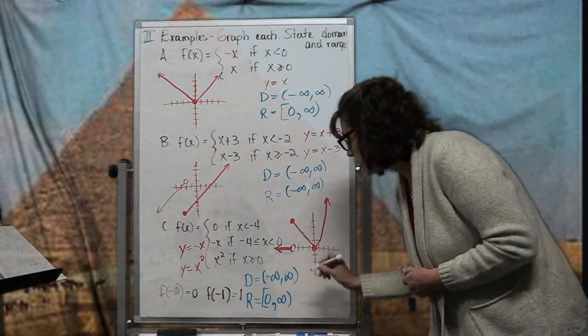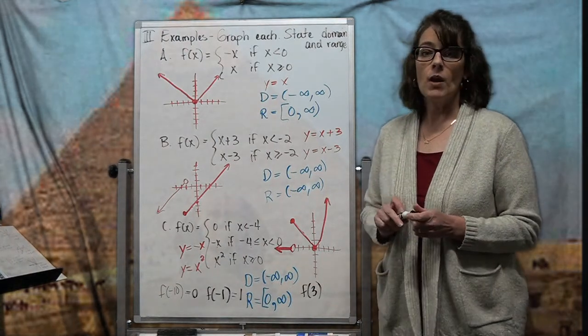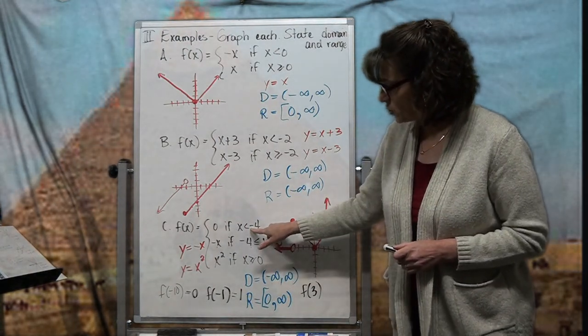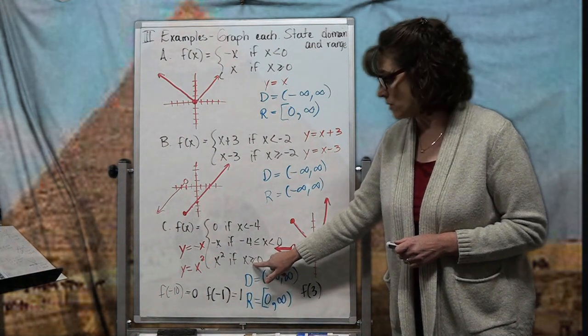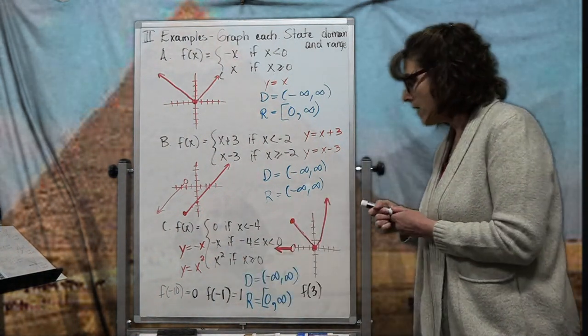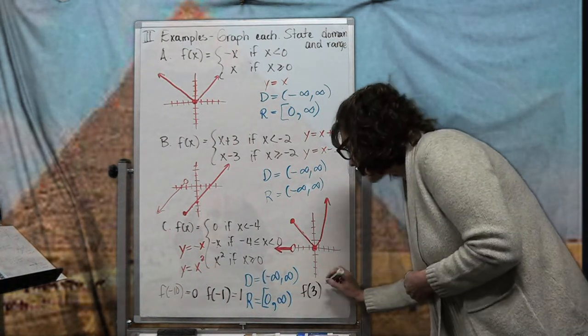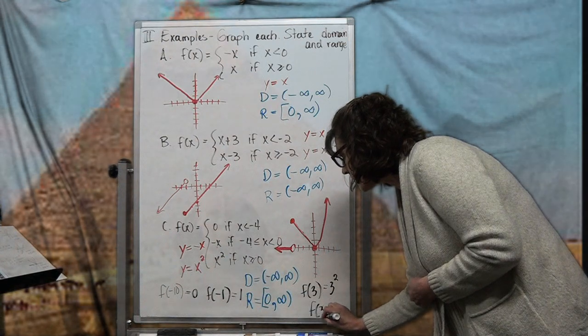What if I was told to evaluate f of 3? Well, 3 doesn't fit here, it's too big. 3 doesn't fit in this interval. 3 fits this one because it's greater than 0. So that means I'm going to make my x 3 and put it right in there. And then I'll do 3 squared, which is 9. So my f of 3 will simply be 9.